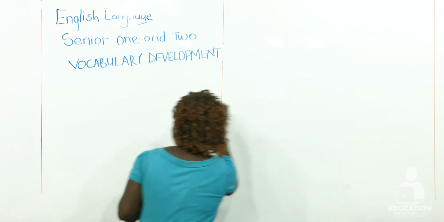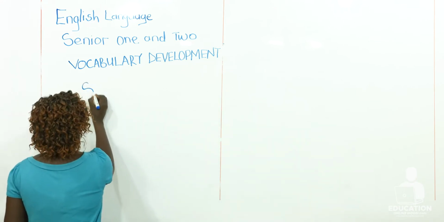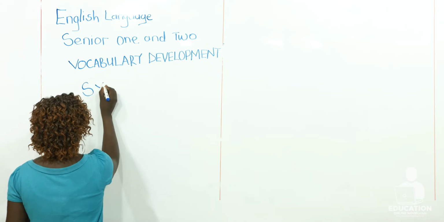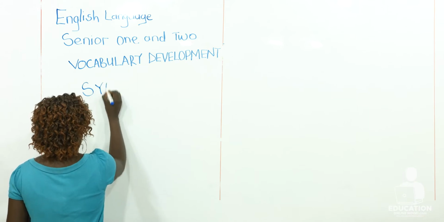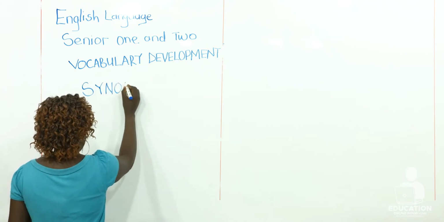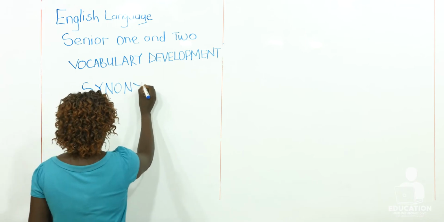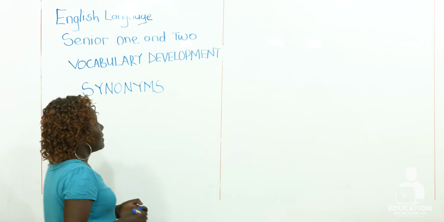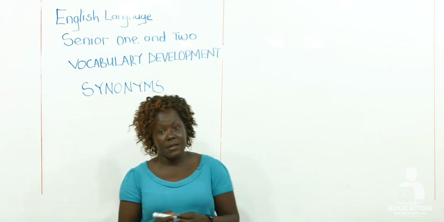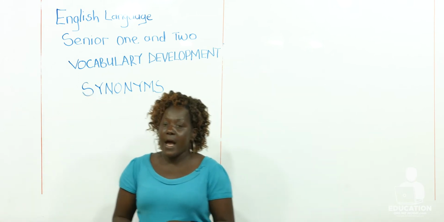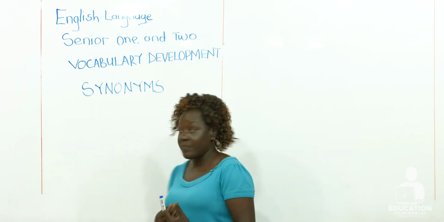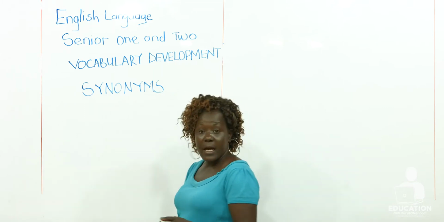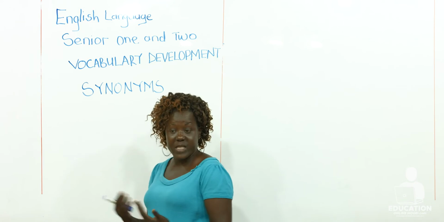Synonyms is spelled in this way: S-Y-N-O-N-Y-M-S, without N rather at the end. Synonyms. And I told you clearly last time that synonyms mean equivalent of something.